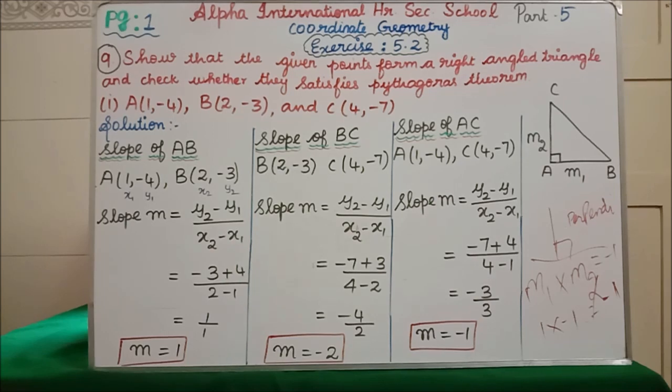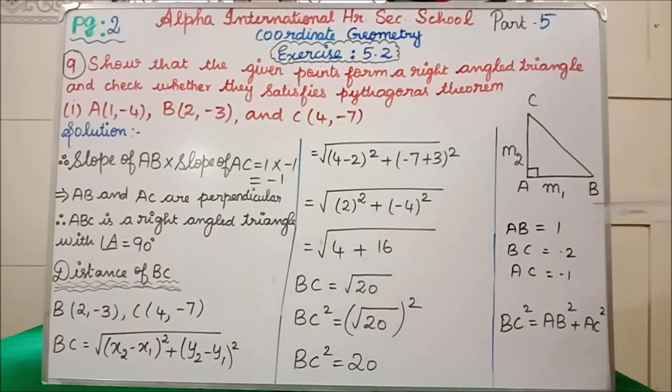Clear students? Now we are on page number 2. If you see what we have proved on page number 1: the slope of AB is 1, the slope of BC equal to minus 2, the slope of AC equal to minus 1, we have proved. Isn't it? So among these 3 slopes, which two slopes, if you multiply, give minus 1, we have to see. Only the slope of AB into the slope of AC, if we multiply, we will get minus 1. Why do we have to get minus 1? Because they are asking to show that it is a right angle triangle. If it is a right angle triangle, then it should be perpendicular, isn't it? So the perpendicular formula is what? M1 into M2 is equal to minus 1.